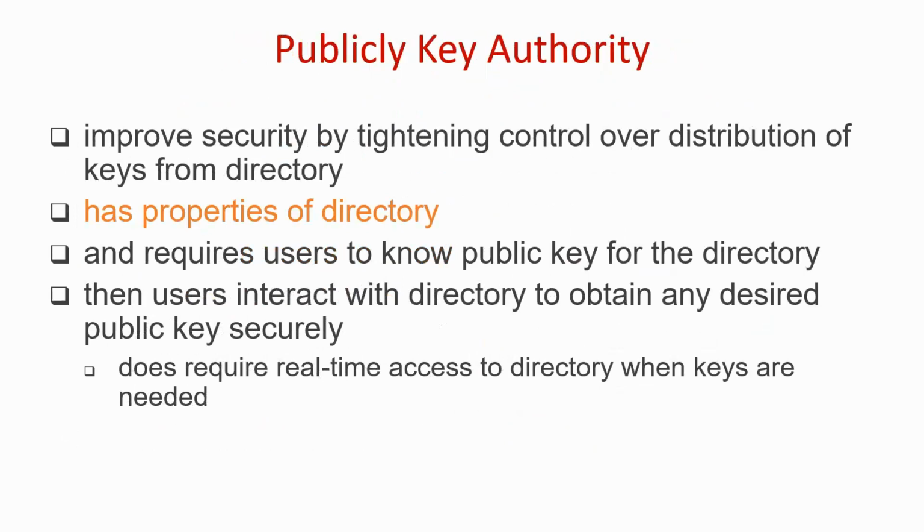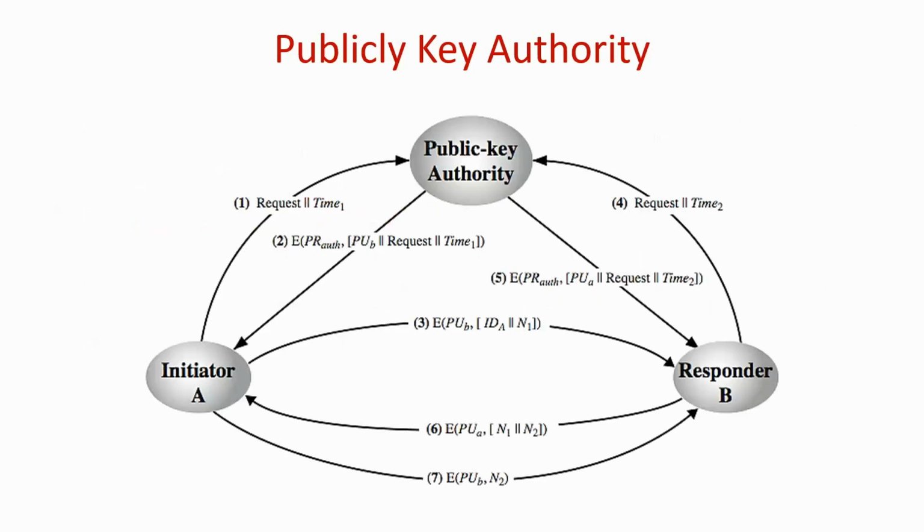So it's still a centralized authority. It has the properties of a directory, but it has security mechanisms in place to verify the identities of the users. So if there is a public key directory, the protocol becomes as such. If A wants to communicate with B, it will start by going to the public key directory and asking it for the public key of B. So it will send a request and a timestamp to prevent message 1 from being replayed.